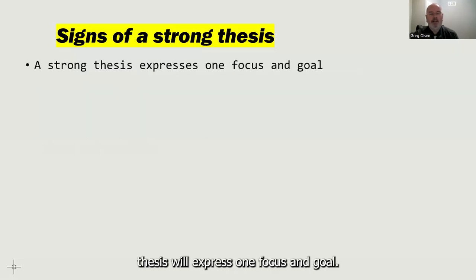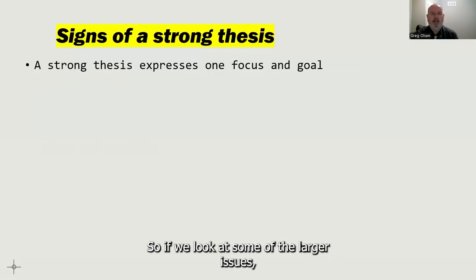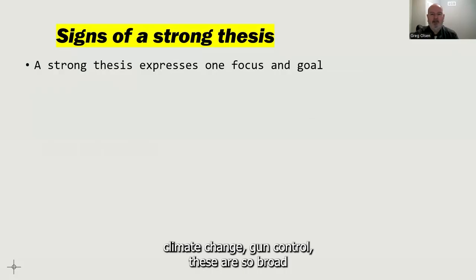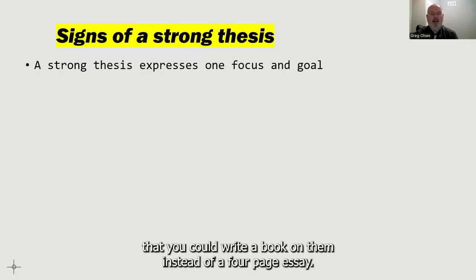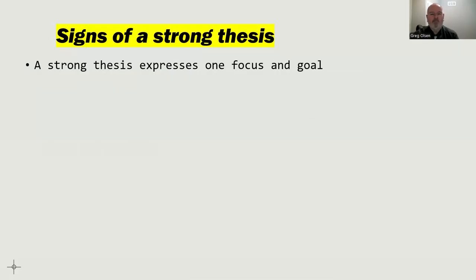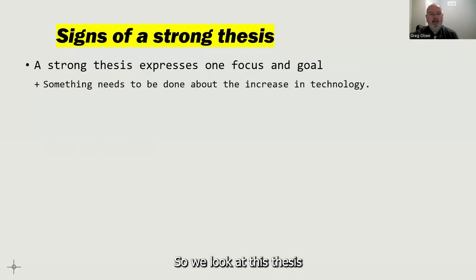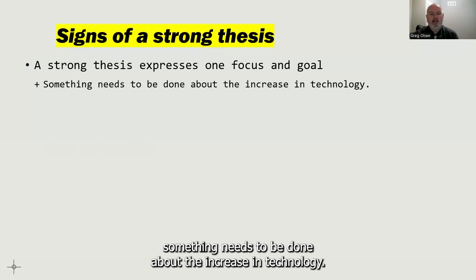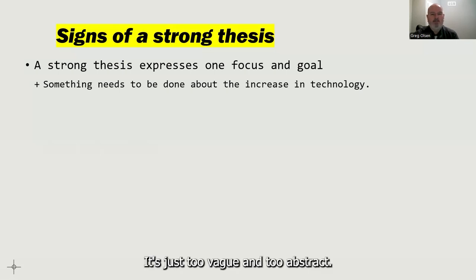Also, a strong thesis will express one focus and goal. So if we look at some of the larger issues, climate change, gun control, these are so broad that you could write a book on them instead of a 4-page essay. So we really have to narrow that focus and goal to fit within that word count. So we look at this thesis, something needs to be done about the increase in technology. It's just too vague and too abstract. We don't have that narrowed focus.